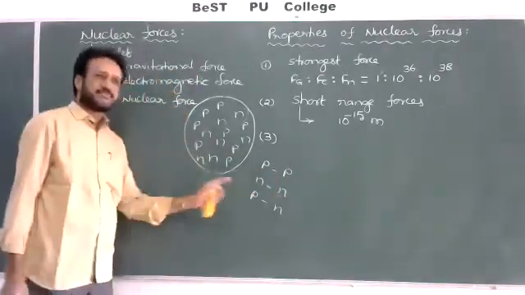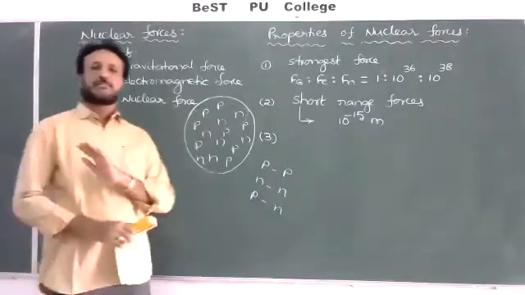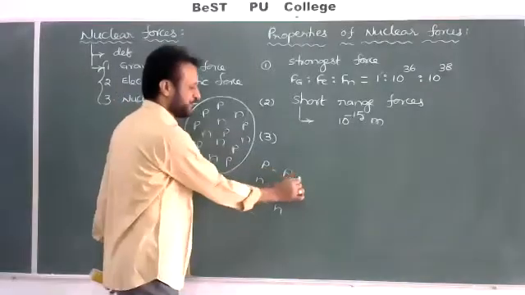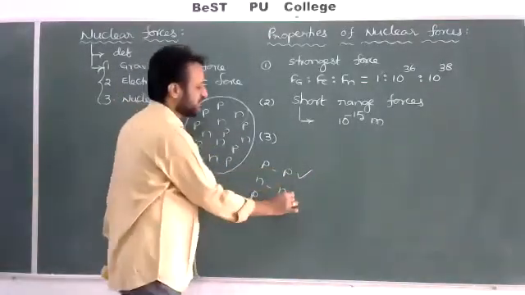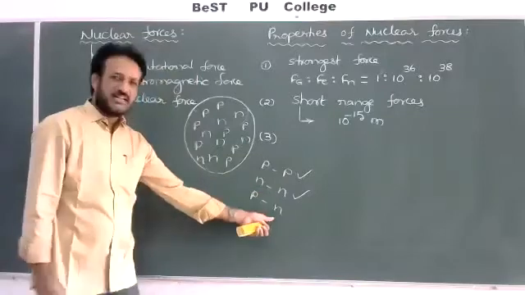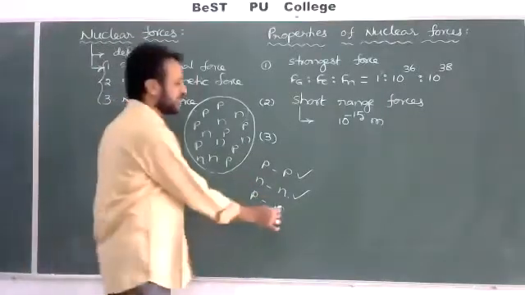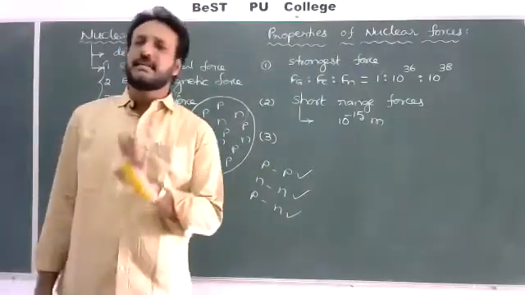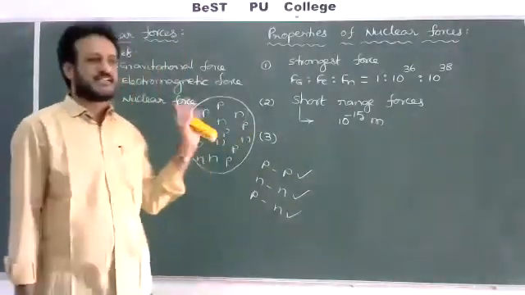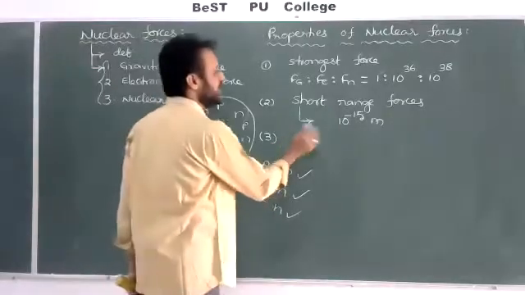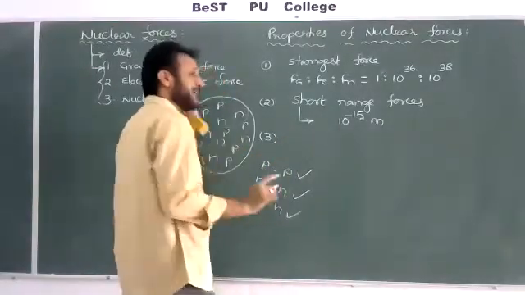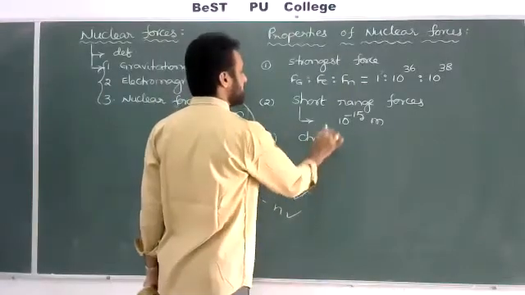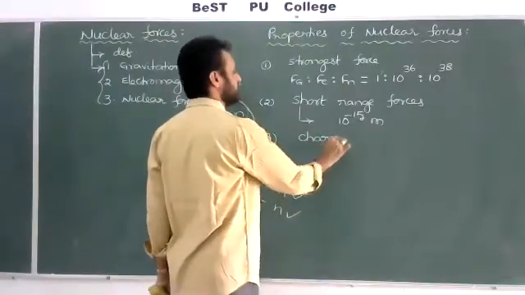What does it indicate? Nuclear force does not depend upon the charge of the particle. Two charged particles have a nuclear force, two neutral particles also have a nuclear force, and one neutral and one charged particle also have a nuclear force. From all these, what can we conclude? Nuclear force is independent of the charge of the particle; it does not depend upon the charge. Nuclear forces are independent of charge.